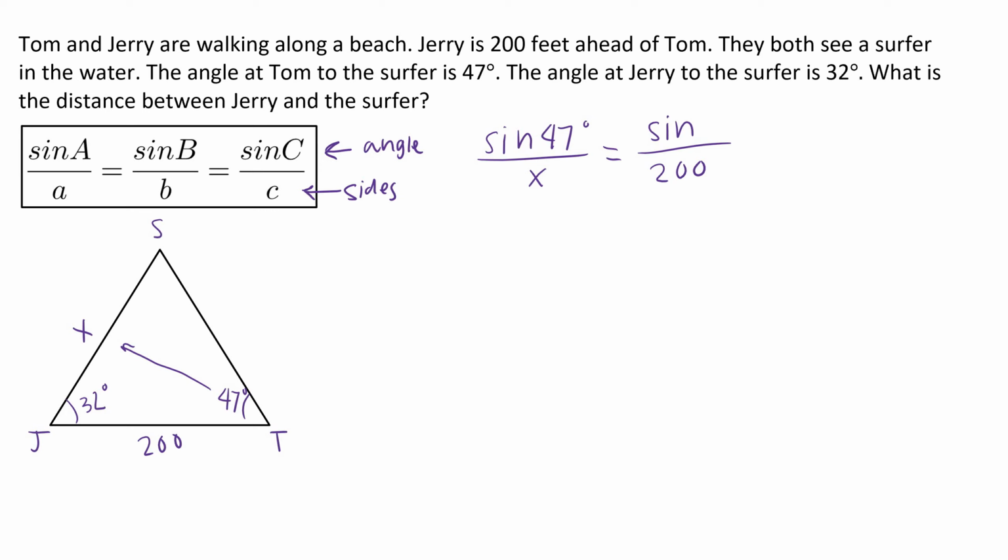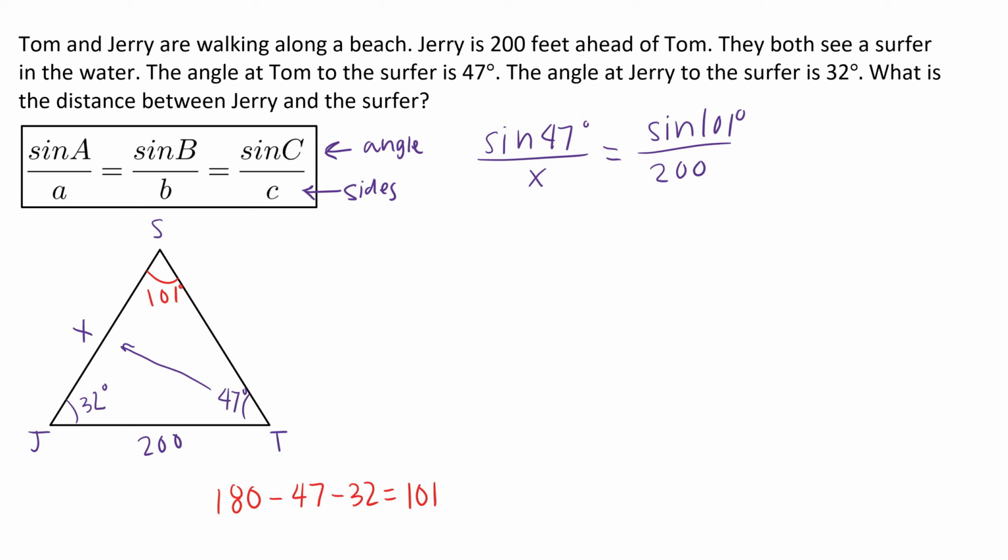So to figure that out, it's not too crazy. We know that in each triangle, the angle measures add up to 180. So we're just going to subtract the angle measures that we already have to figure out what the third one is. And that's going to be 101 degrees. So this angle right here is 101 degrees. So we can go ahead and plug that into our equation.